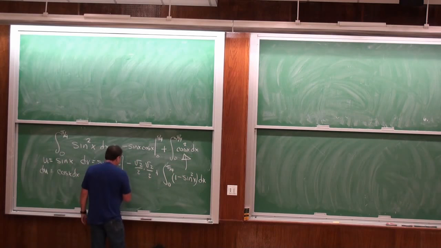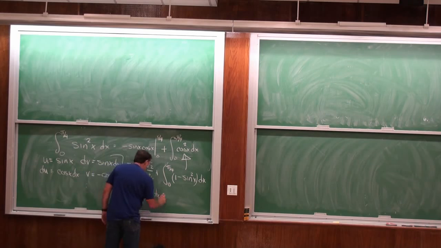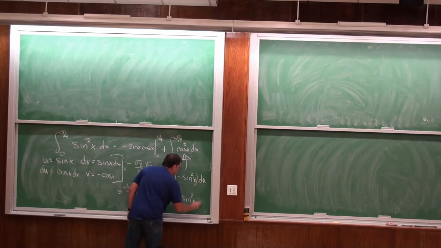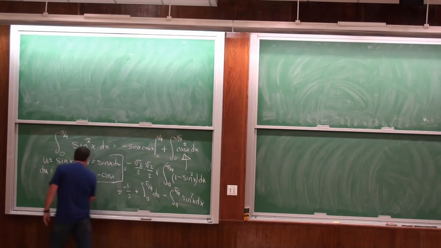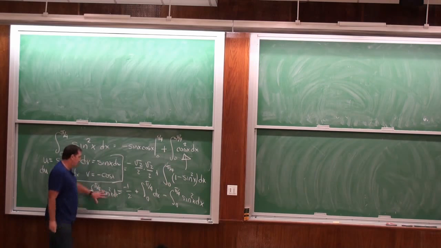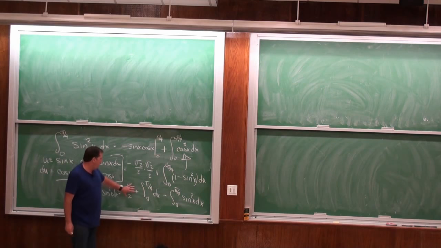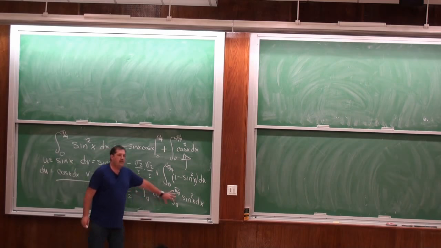So this is 2 over 4, so this is a half from here. This is the integral from 0 to pi over 4 of dx minus the integral from 0 to pi over 4 of the sine squared. And that equals the integral from 0 to pi over 4 of the sine squared. So I have a thing that I don't know equals a number plus something I can do easily minus the same thing.